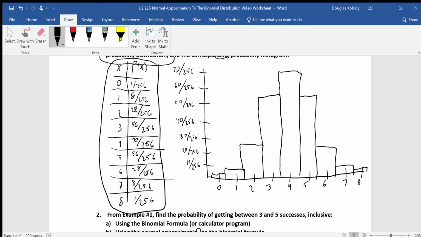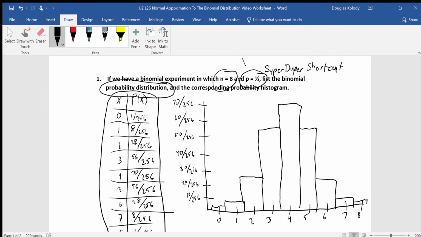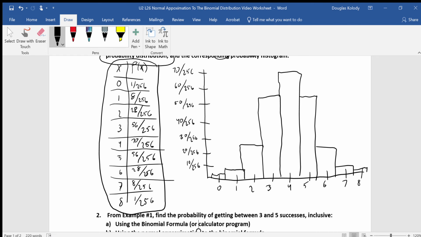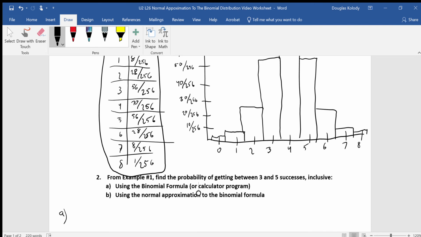If things are binomial, you could use the calculator or the back of your book, or if p is 1/2, you can use Pascal's triangle, the super duper shortcut. All right, if it's not binomial, you can make a tree diagram. There are many ways of finding those probabilities, which we've talked about through this course.